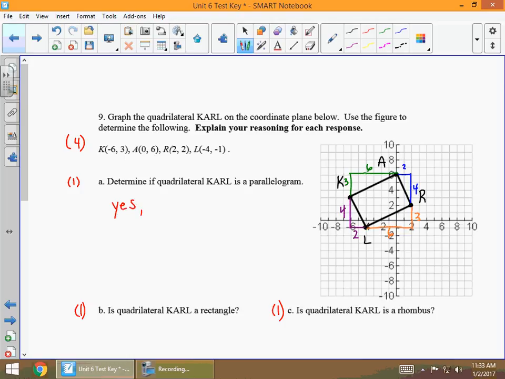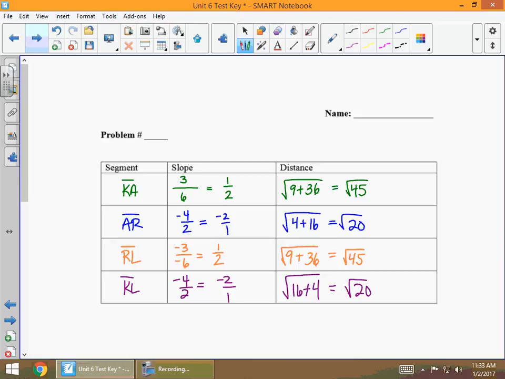So let me go over to my table. I could say because opposite sides are parallel. I have 1/2 and 1/2, so KA is parallel to RL, and negative 1/2 and negative 1, or negative 2/1, negative 2/1. So I can say KA is parallel to RL, and AR is parallel to KL. So both pairs of opposite sides are parallel. It's a parallelogram. I could say, look at the distances.